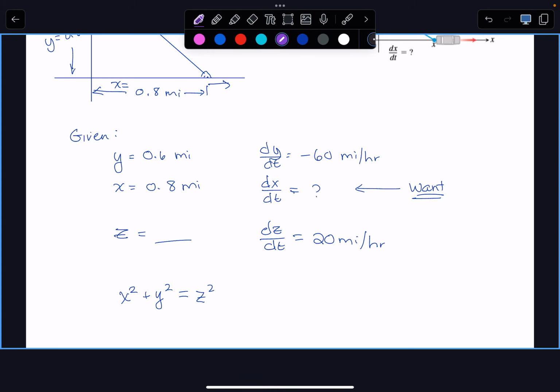I'm going to flip colors, and I'm going to say that z is equal to the square root of my 0.8 squared plus my 0.6 squared. That's going to be equal to the square root of 0.64 plus 0.36, which will be equal to 1. So I have exactly 1 mile on that z distance. So I'm going to write 1.0 miles up here.